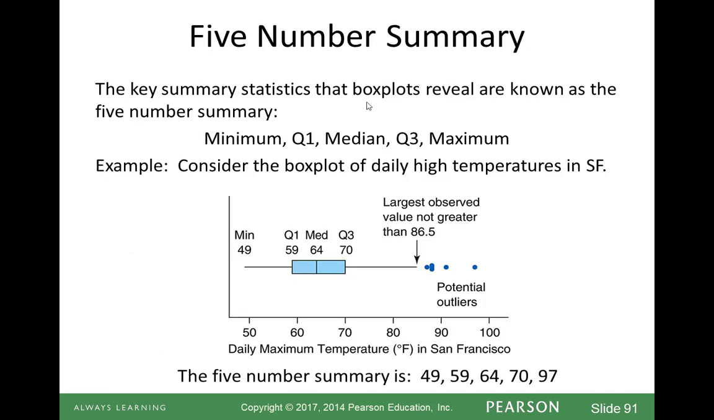Okay? So as we look at this, we consider our 5-number summary. And our 5-number summary is minimum, quartile 1, median, quartile 3, and maximum. And notice that in this case, our maximum is above our upper fence.